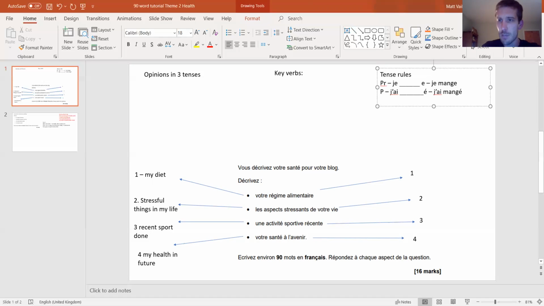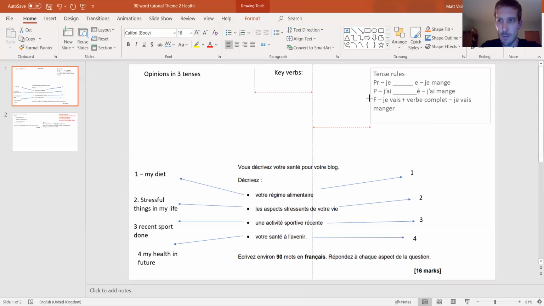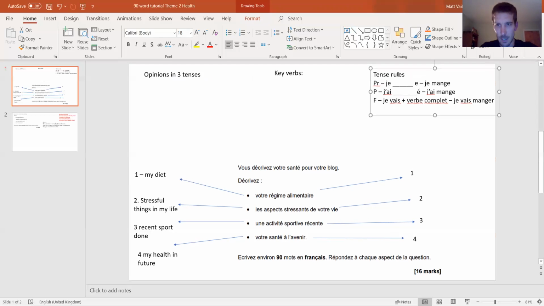Okay, the examples are really useful because you can see how it works with the verbs, and this will come in when we look at our key verb section in the middle there. And the last one, F for future, je vais plus verb, and that equals je vais manger. Never quite fits in that box, which is always a little bit irritating, but there we go, je vais manger. Look at that. Okay, perfect. So that's our tense rules.